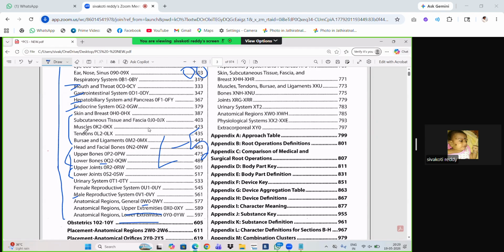If they done the procedure for ankle, what is the body system? Joint. 0S. Zero S, yes, correct. Because ankle was lower joint. Correct?